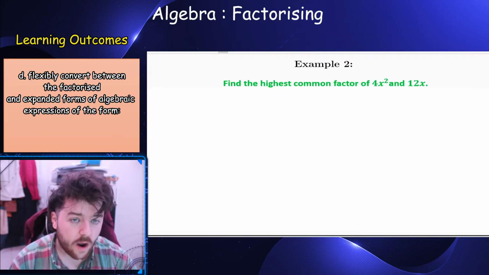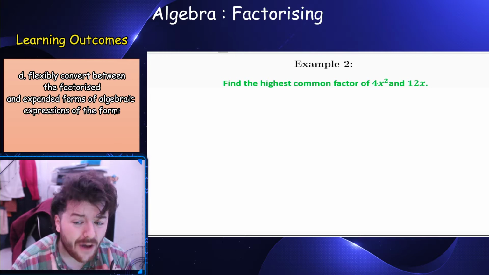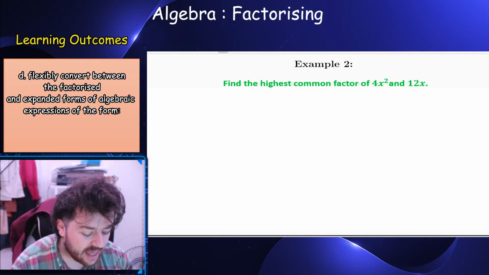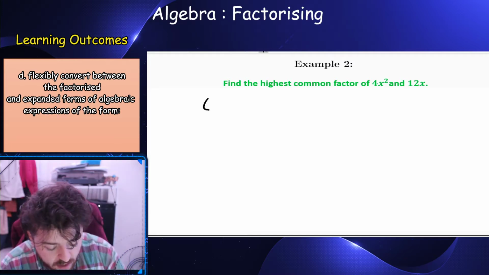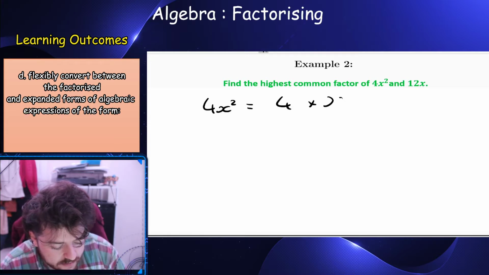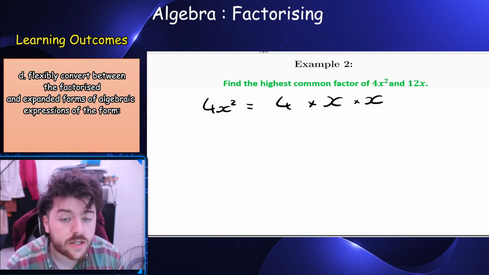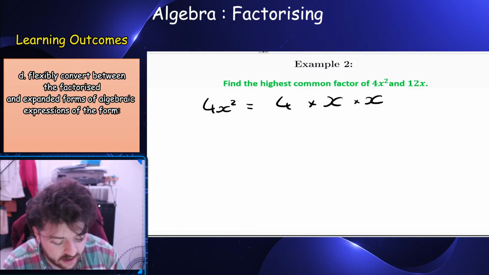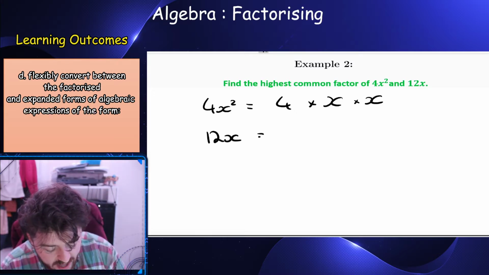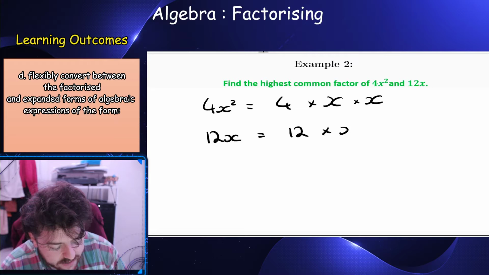So I have a 4x squared and a 12x. I need to find what is the biggest algebraic term that can divide both of them evenly. To do that, I'm just going to write 4x squared as 4 times x times x, because it's x squared, so I have 2 x's there. And a 12x, which would be 12 times x.